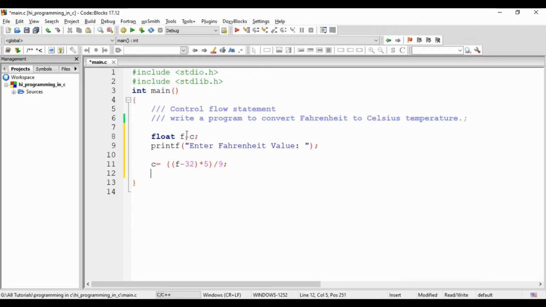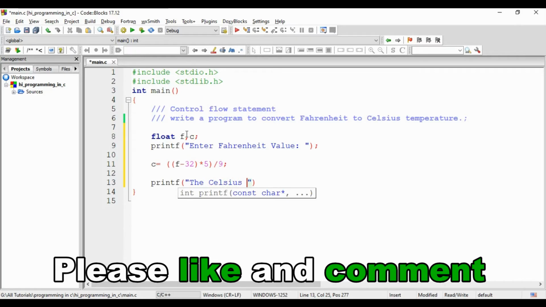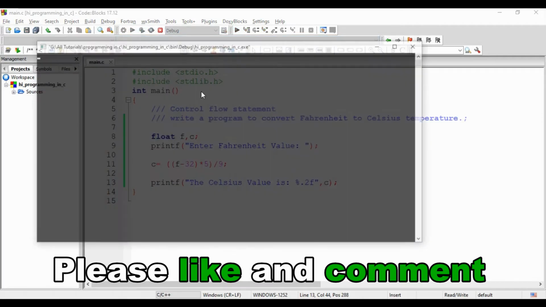Now I print the Celsius value. The Celsius value is printf "the Celsius value is %f", use 0.2, and the C. Okay, now build and run.